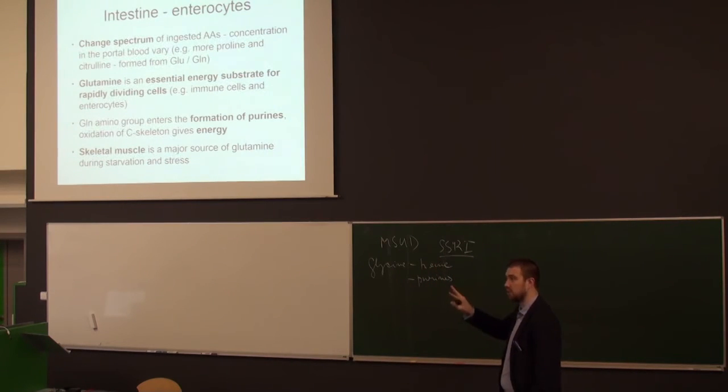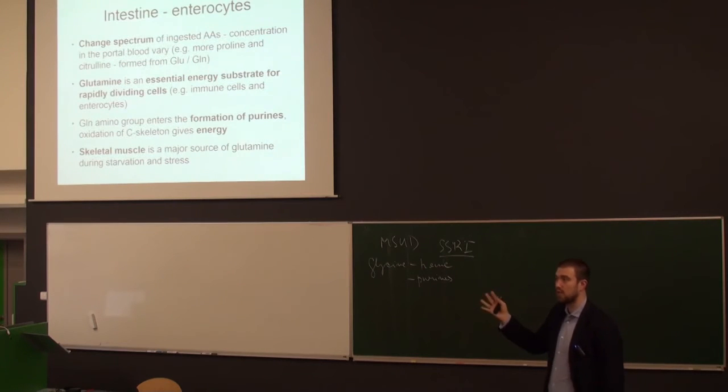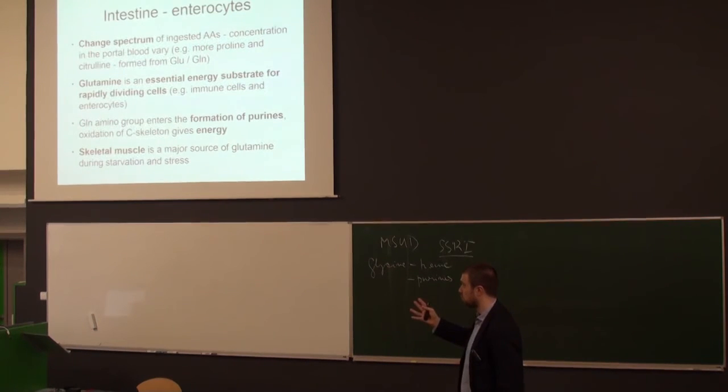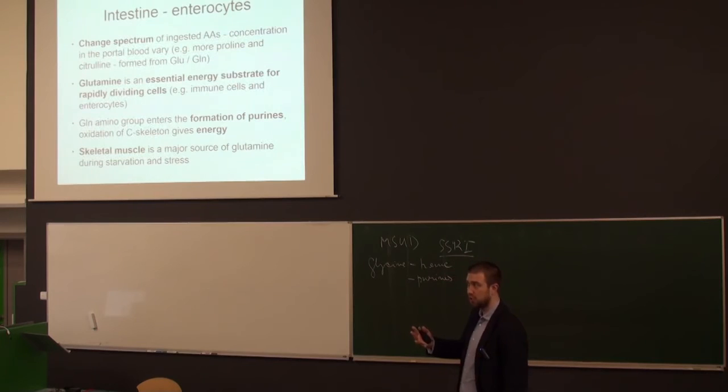It means the interaction between organs. Here, the intestine works as the consumer of the glutamine that's produced inside the skeletal muscle cells during starvation or during some metabolic stress.